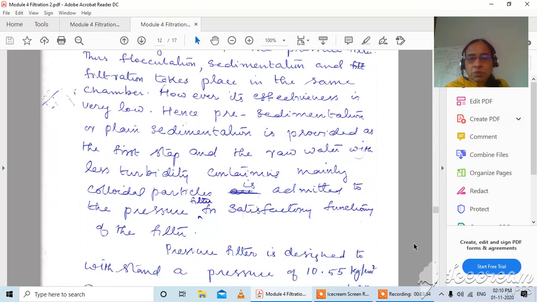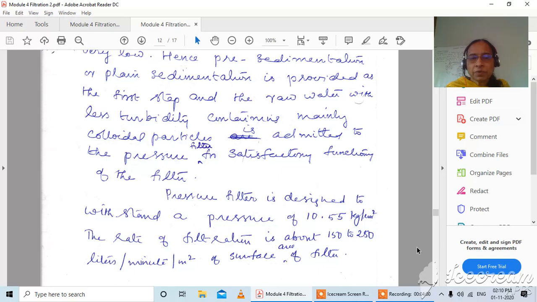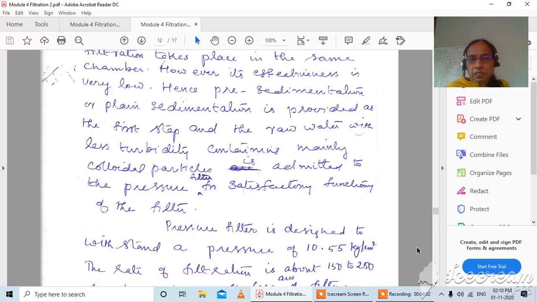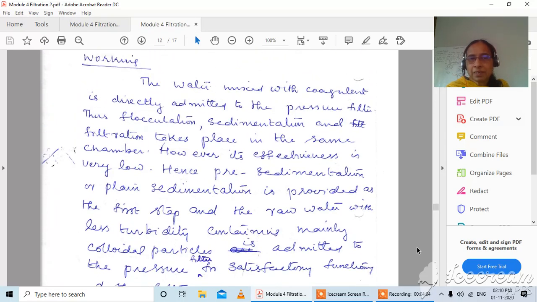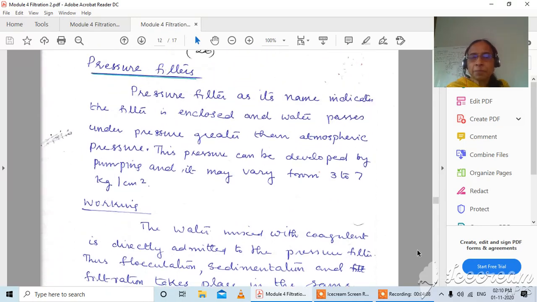Now coming to the next type of filter, that is the pressure filter. The pressure filter is usually cylindrical in shape, and as the name indicates, it works under pressure. The enclosure is under pressure.